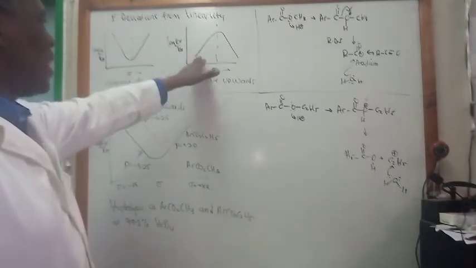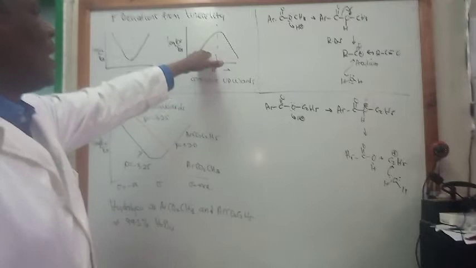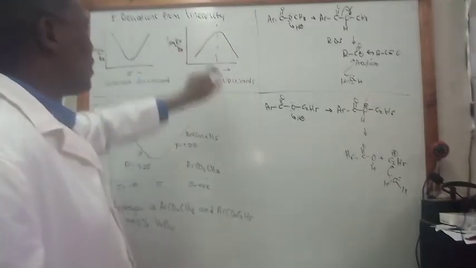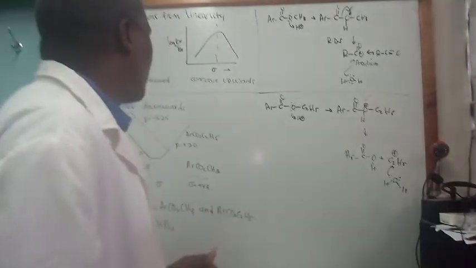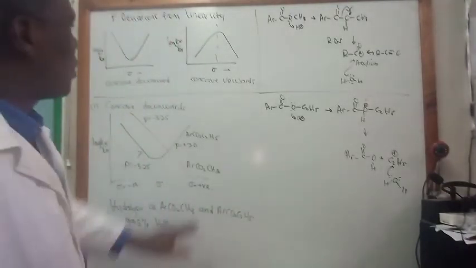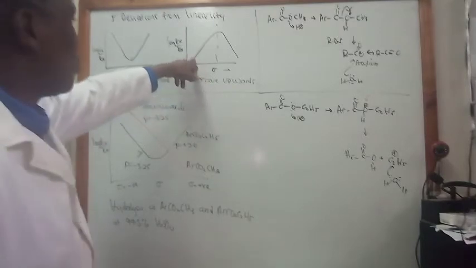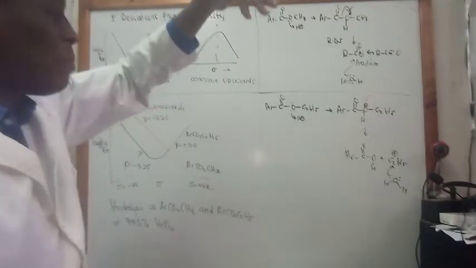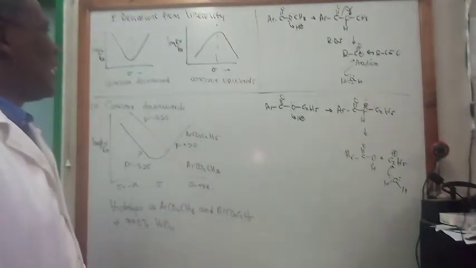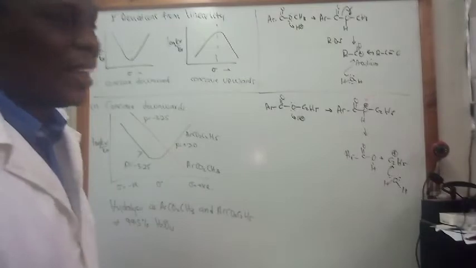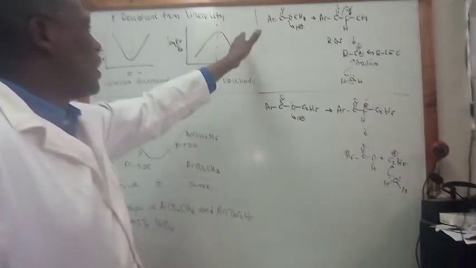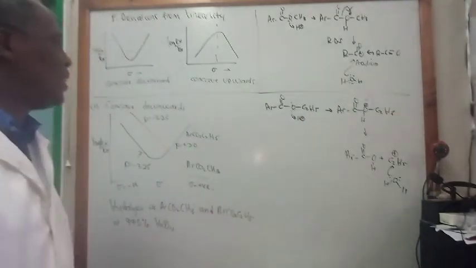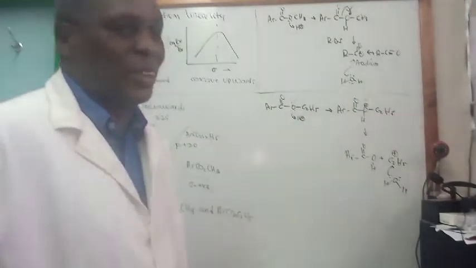In the other case, you've got a case whereby the plot is increasing. It means as you have electron donating groups, there's a small rate, but as you go up to hydrogen, the rate increases to a maximum, and then as you continue putting in electron withdrawing groups, the rate starts to decrease.